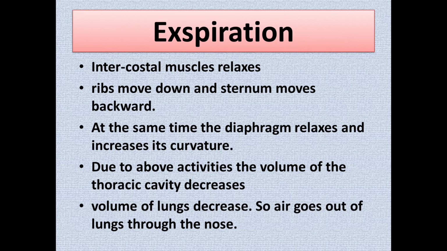This is how expiration occurs. At inspiration, the intercostal muscles contracted and the rib cage moved upward and forward. Your diaphragm contracted and lowered. At expiration, it is the other way around. Intercostal muscles relax. The rib cage moves downward and backward. At the same time, the diaphragm relaxes and increases its curvature. It bends upward, the volume of the thoracic cavity decreases and the pressure on the lungs increases. Due to these activities, the air in the lungs goes out of your body through the nasal cavity. That process is expiration.